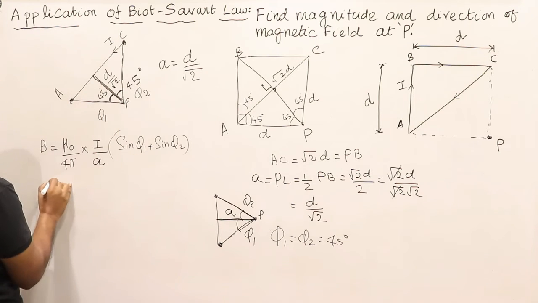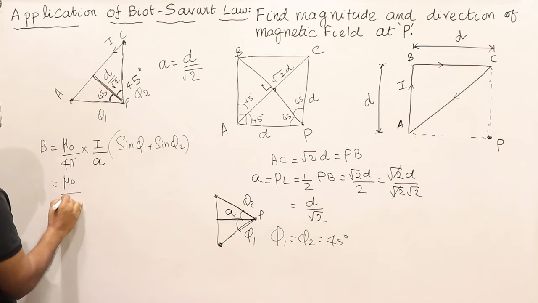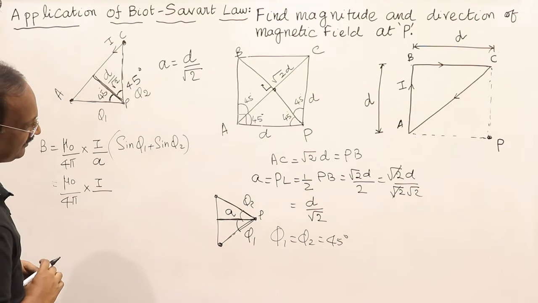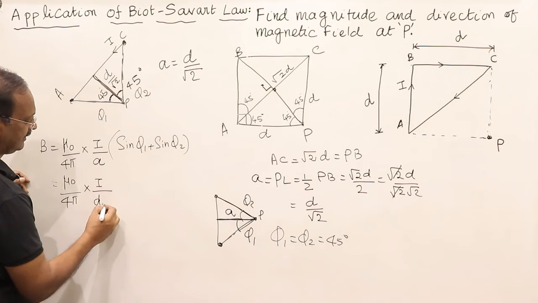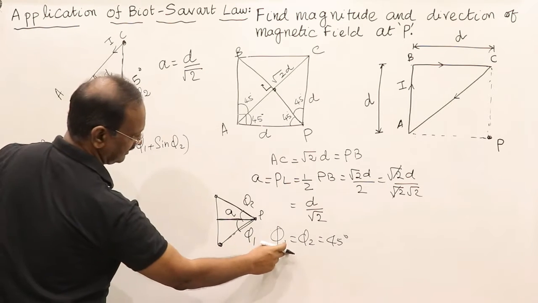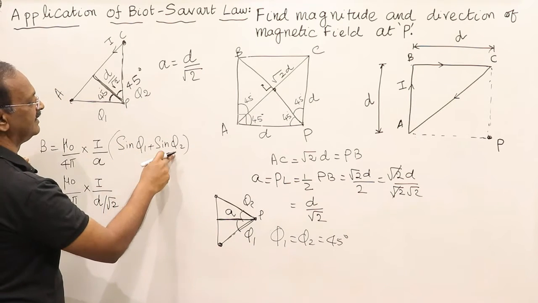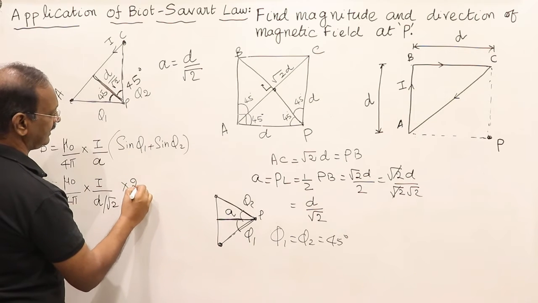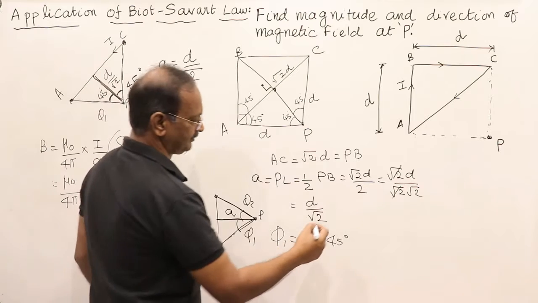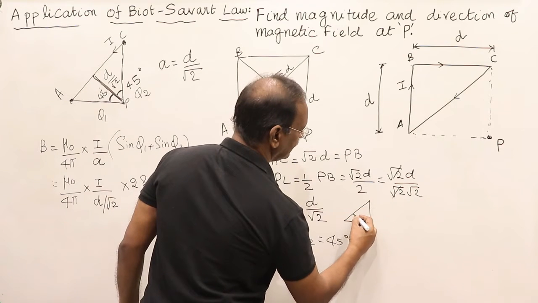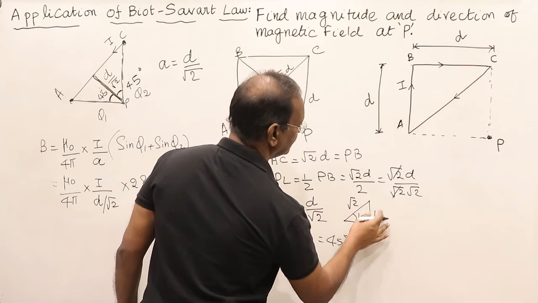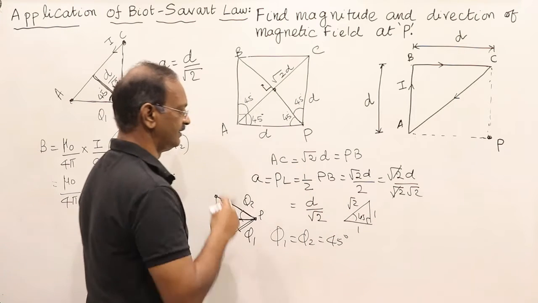So this is equal to mu naught by 4 pi into I, the value of A. The value of A is equal to D divided by root 2, into sin phi 1 plus sin phi 2, where phi 1 and phi 2 are equal to 45. Sin 45 plus sin 45 is equal to 2 into sin 45. What is the value of sin 45? Sin 45 is equal to 1 by root 2. Cos 45 also is equal to 1 by root 2.